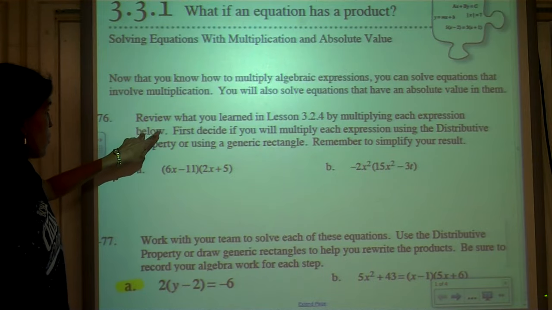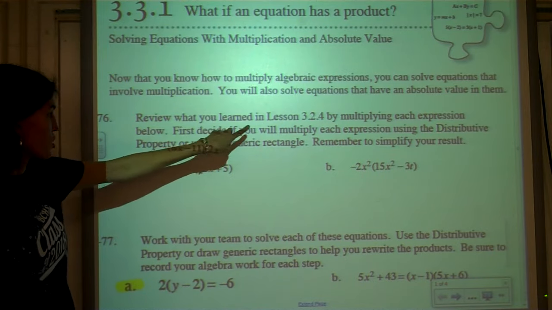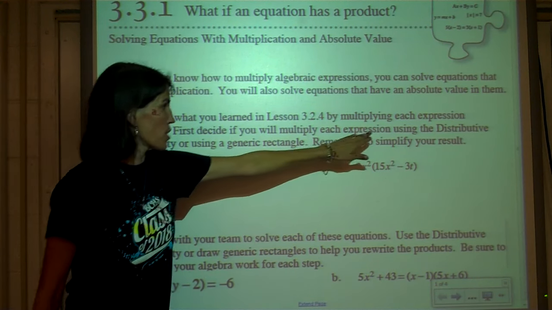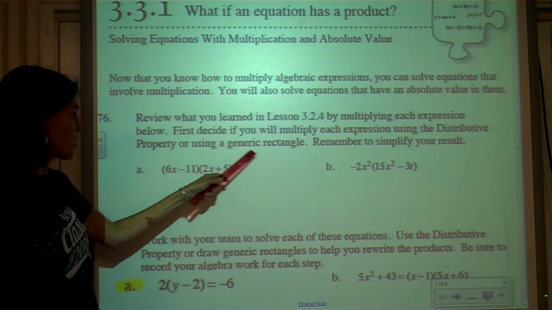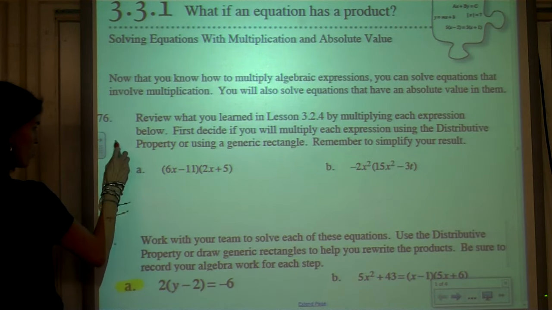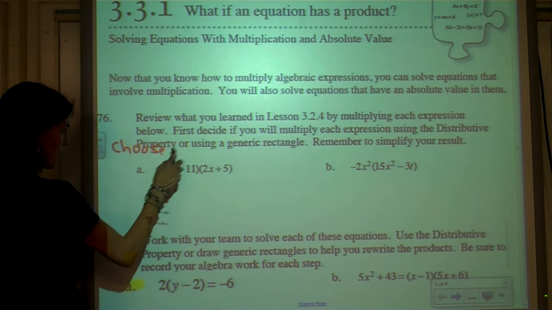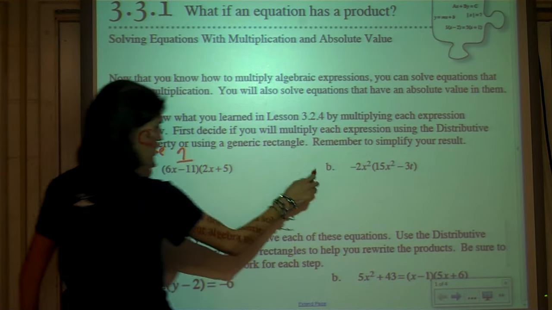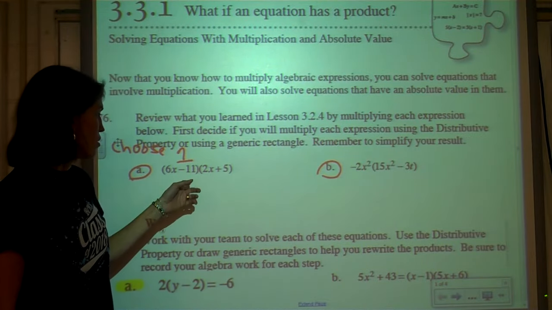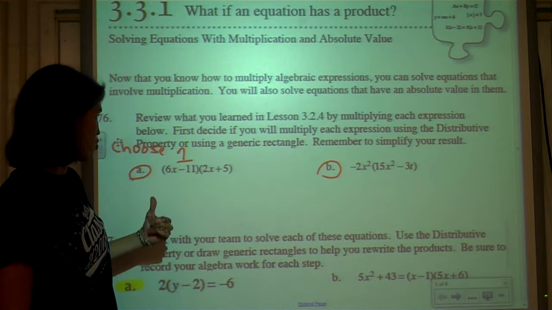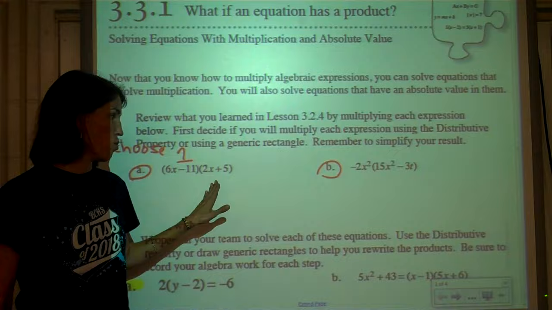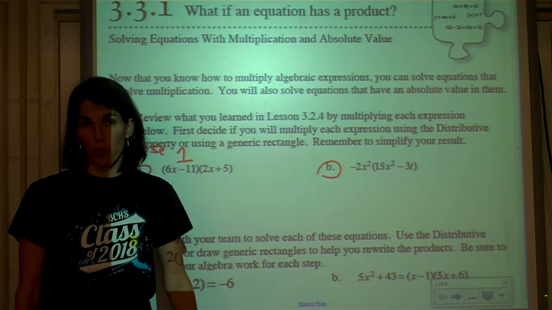I would like for you to review what we just learned in the last lesson by multiplying each expression below. First, decide: you can multiply each expression using the distributive property or using a generic rectangle. Choose one, either A or B, and multiply. You can use your generic rectangle or distributive property. So hit pause, go ahead and distribute, do one of these two, and I'll check it tomorrow, and then we'll move on.